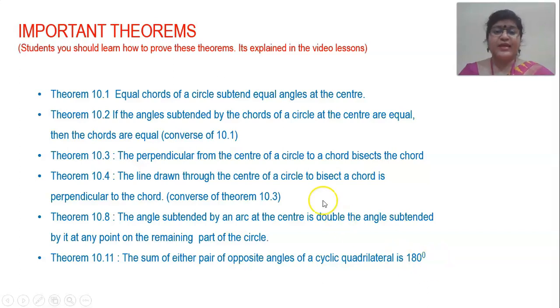180 degree. Now in this chapter there are many theorems, but these are the theorems that I want you to learn to prove. You could get a question like this: prove the perpendicular from the center of a circle to a chord bisects a chord. So students, please make a note of this. 1, 2, 3, 4, 5, 6. These 6 theorems, you have to learn to prove them.